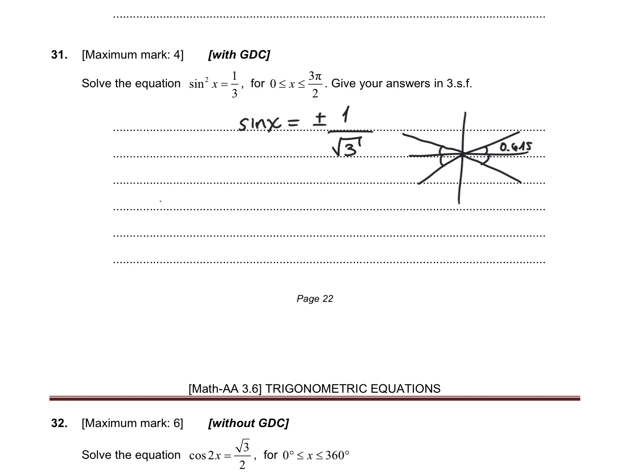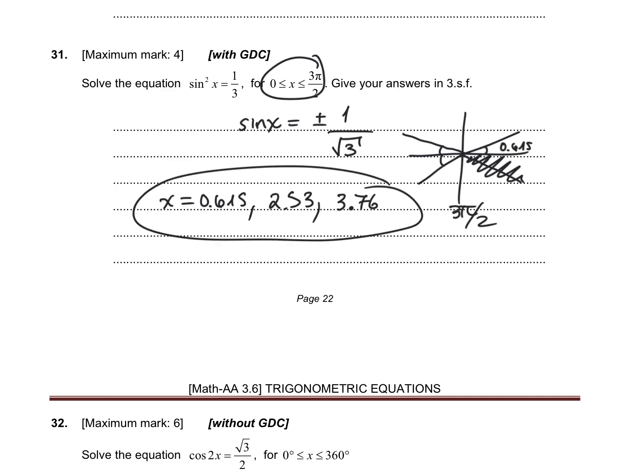So we're going to have that x is 0.615, and then we have pi minus that, so 2.53, and then we're going to have pi plus that in that 3rd quadrant, so 3.76, and that's it because it only goes to 3 pi over 2. So this one is not going to be because this is 3 pi over 2 here. So these are all in radians, those are answers.